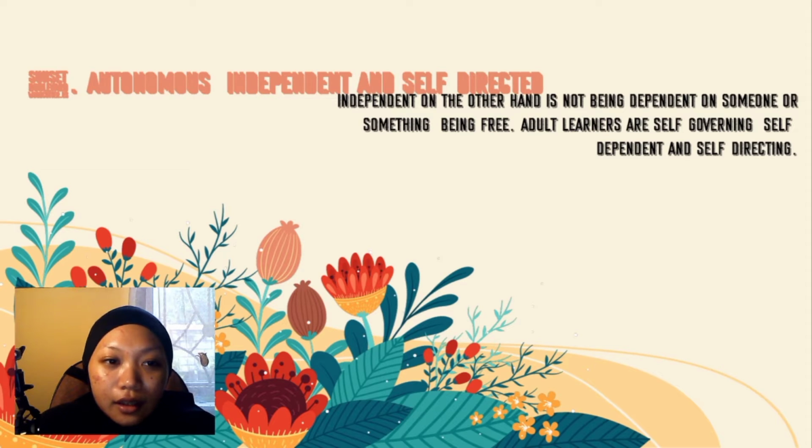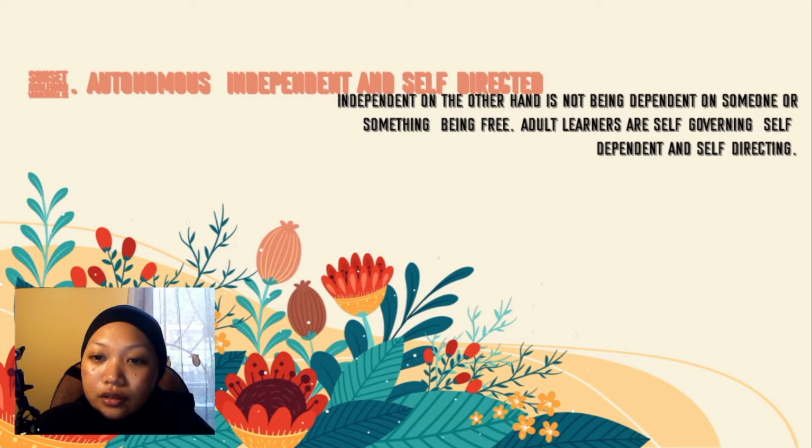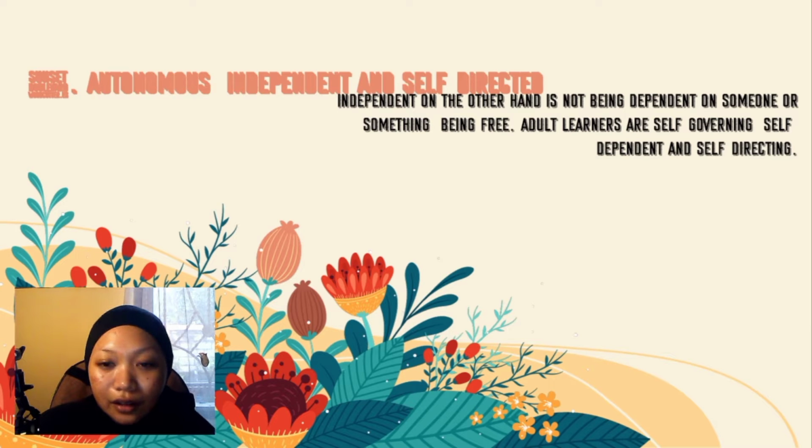Next is autonomous, independent, and self-directed. Being independent, on the other hand, is not depending on someone or something, by being free. Adult learners are self-governing, self-dependent, and self-directing, which is they already know their needs and they are governing themselves as learners.